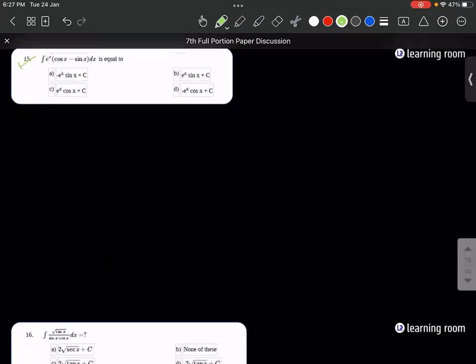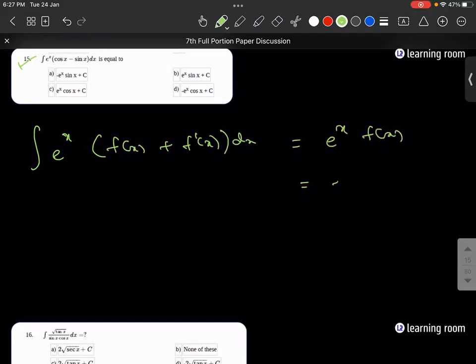F of x is equal to e power x into cos x minus sin x. So it's very simple. It is of the form e power x into f of x plus f dash of x dx. So what will be the answer? E power x into f of x. So e power x into cos x. Where is option C?